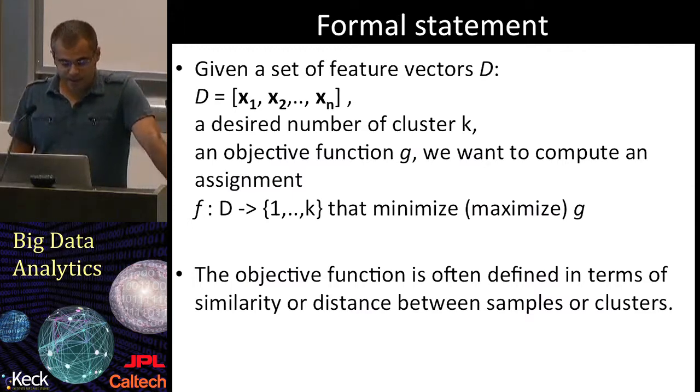Now, let's give a more formal definition. Given a set of feature vectors D, a desired number of clusters K, and an objective function G, we want to assign each feature vector to one cluster in order to minimize, or maximize in some cases, the objective function. The objective function is often defined in terms of similarity or distances between samples or clusters. Now, we need to answer some basic questions, like what does similar mean, how we can define a good partition, how to measure the quality, and so on.